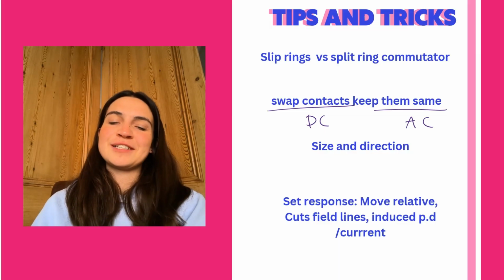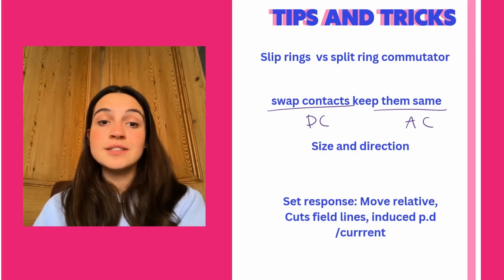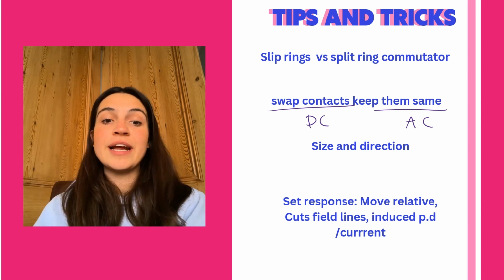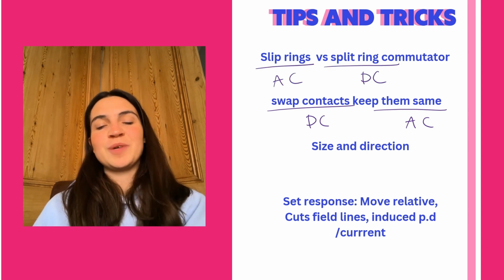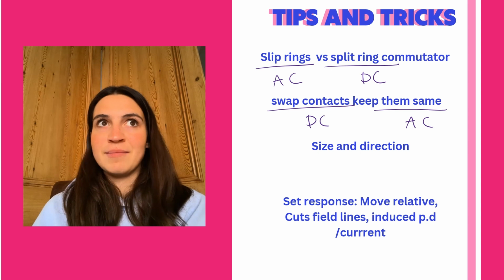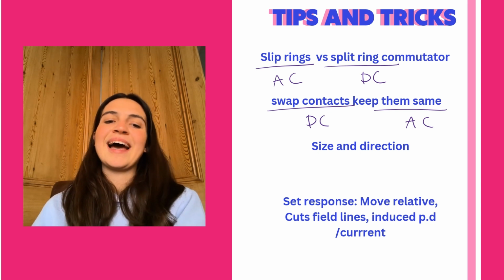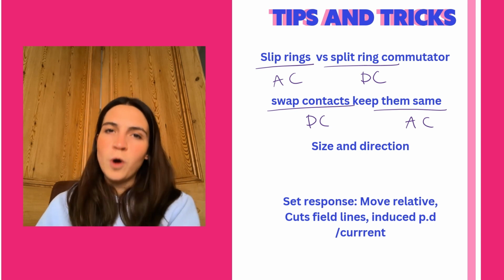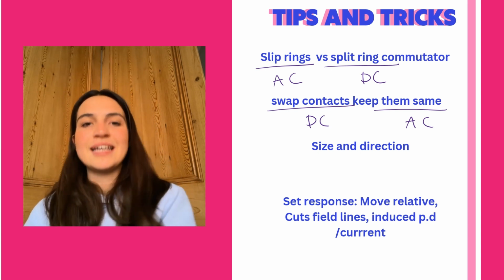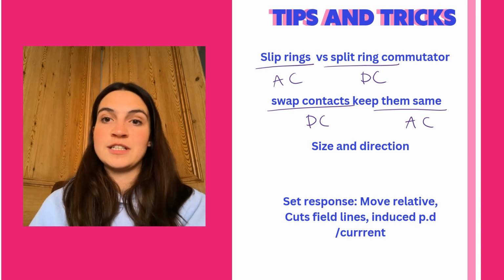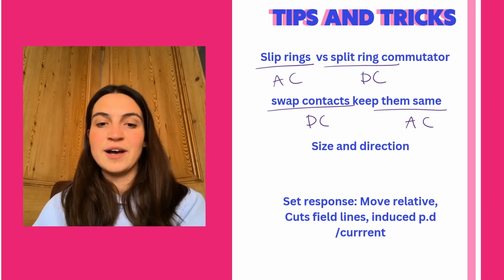My tips and tricks for these questions. Slip rings AC, split ring commutator DC. They sound very similar, so remember which one is for which. And it's confusing that you swap the contacts for direct current and keep them the same every half turn for alternating current, so remember that as well.